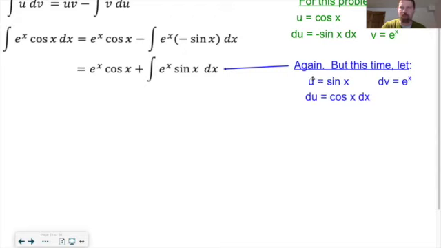Do the same type of works. Derivative of sine is cosine. Antiderivative of e to the x is e to the x. I've got all my u's and dv's, and I do this whole formula again. This stuff is already there, stays the same.